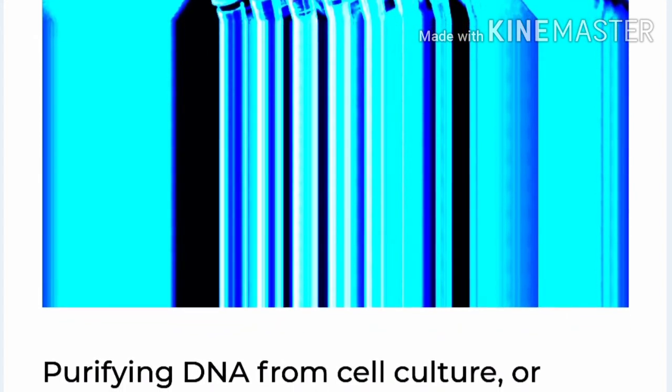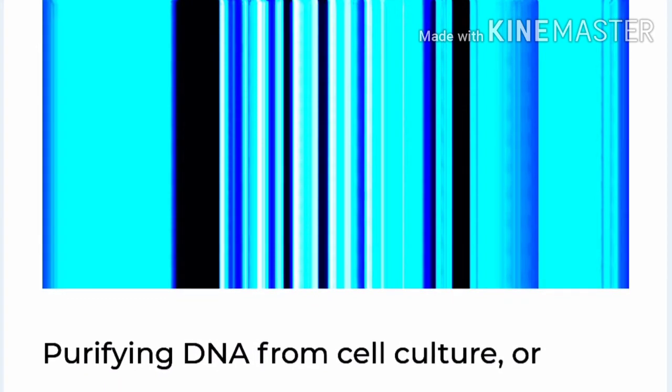Now next, the gel electrophoresis. The gel electrophoresis is a process by which we can separate the fragments of DNA which are made after the reaction with restriction endonuclease according to the size of the fragments.